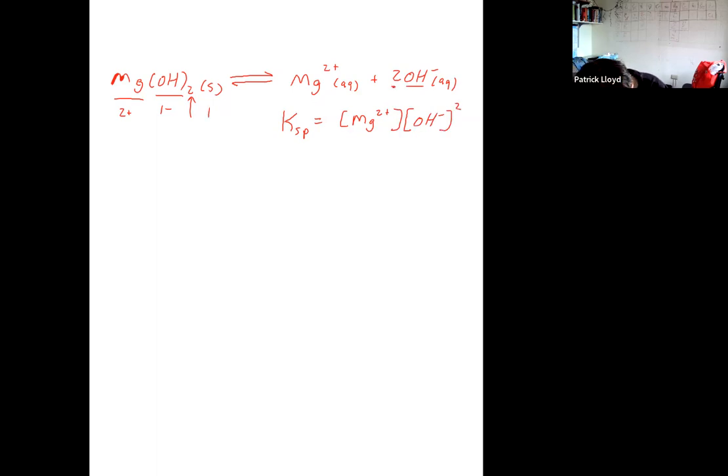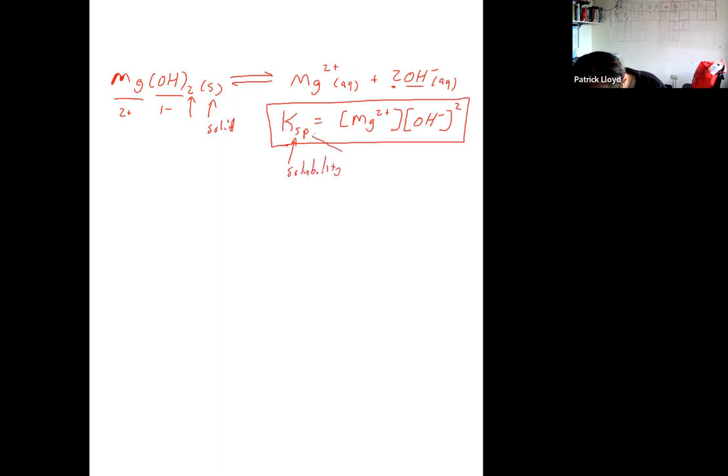Now, this is a solid. So this is an example of heterogeneous equilibria. Remember, solids and liquids are not included in equilibrium expressions. So that would be our answer right there. We would have magnesium ion concentration times hydroxide concentration squared, solubility, right? We're talking about the solubility.